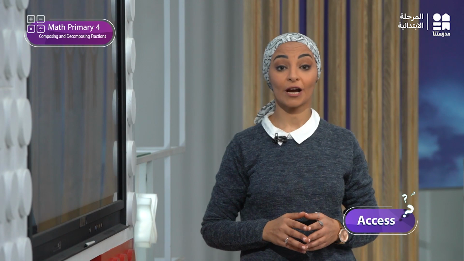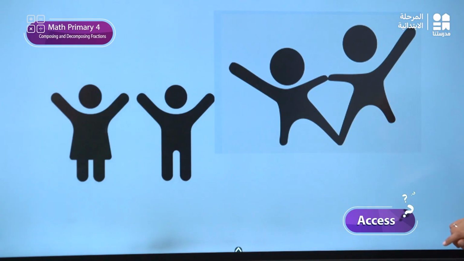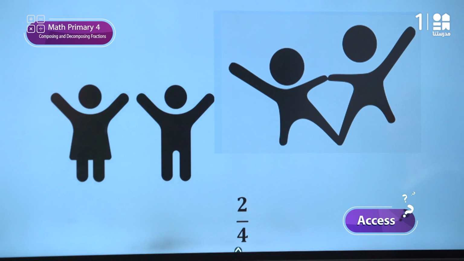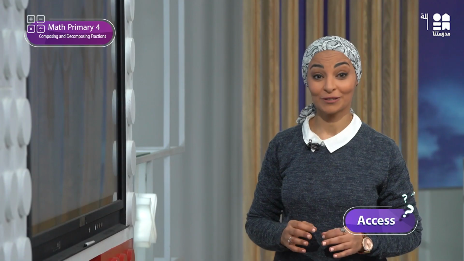Can you identify the fraction they represent? Yes, look. Exactly, the fraction they represent is 2 out of 4. Yes, here I will write 2 out of 4. Why? Because now 2 students jumped in the air. So, what do you think? It is a very good game, right?